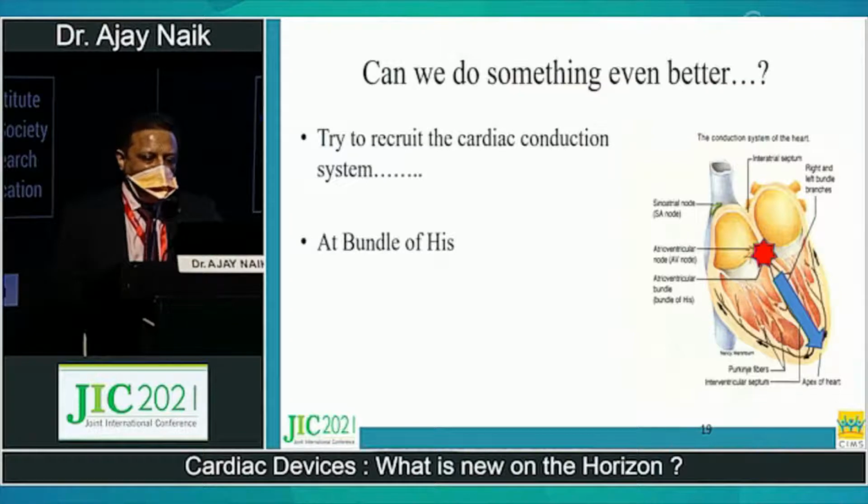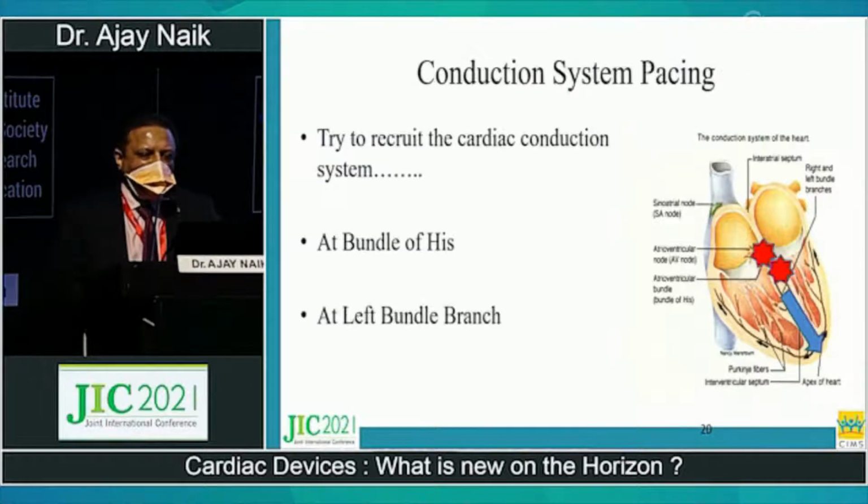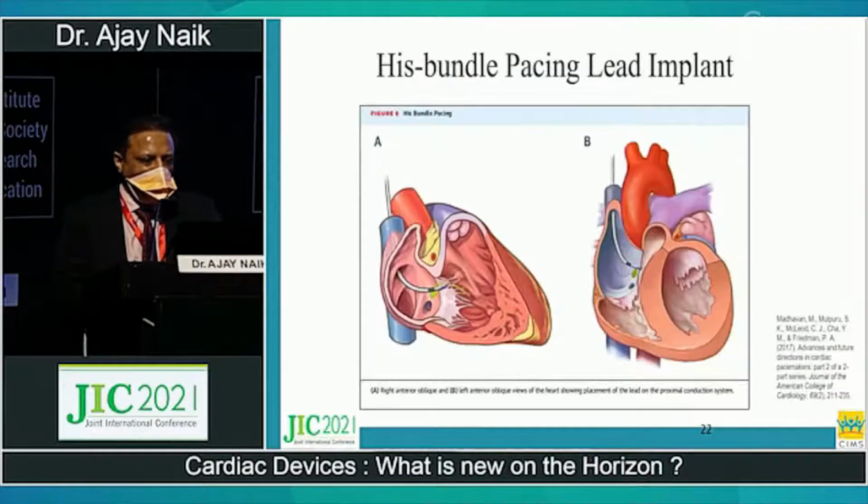We are screwing the lead into the His bundle, and we are stimulating the ventricles through the normal conduction system. And that gives rise to exactly the natural normal QRS that the patient has. This can be done either by screwing the lead into the His bundle, or in some patients, we screw the lead through the interventricular septum, and we reach the left bundle branch and we stimulate the left bundle branch. So this is a schematic showing a lead in. This is the atrium, ventricle, the AV node is here, and the bundle of His region is here.